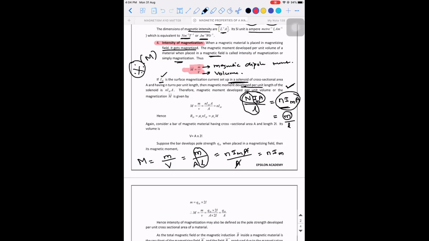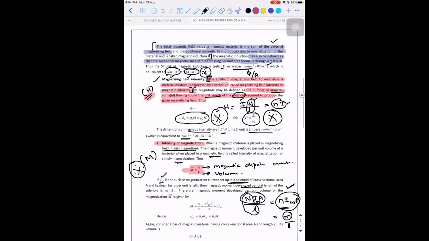There is another formula for what? This capital M stands for? Intensity of magnetization. So one important point to be noted here is there is a similar formula which gives you the product for number of turns per unit length and current. What is it? Just now we saw.